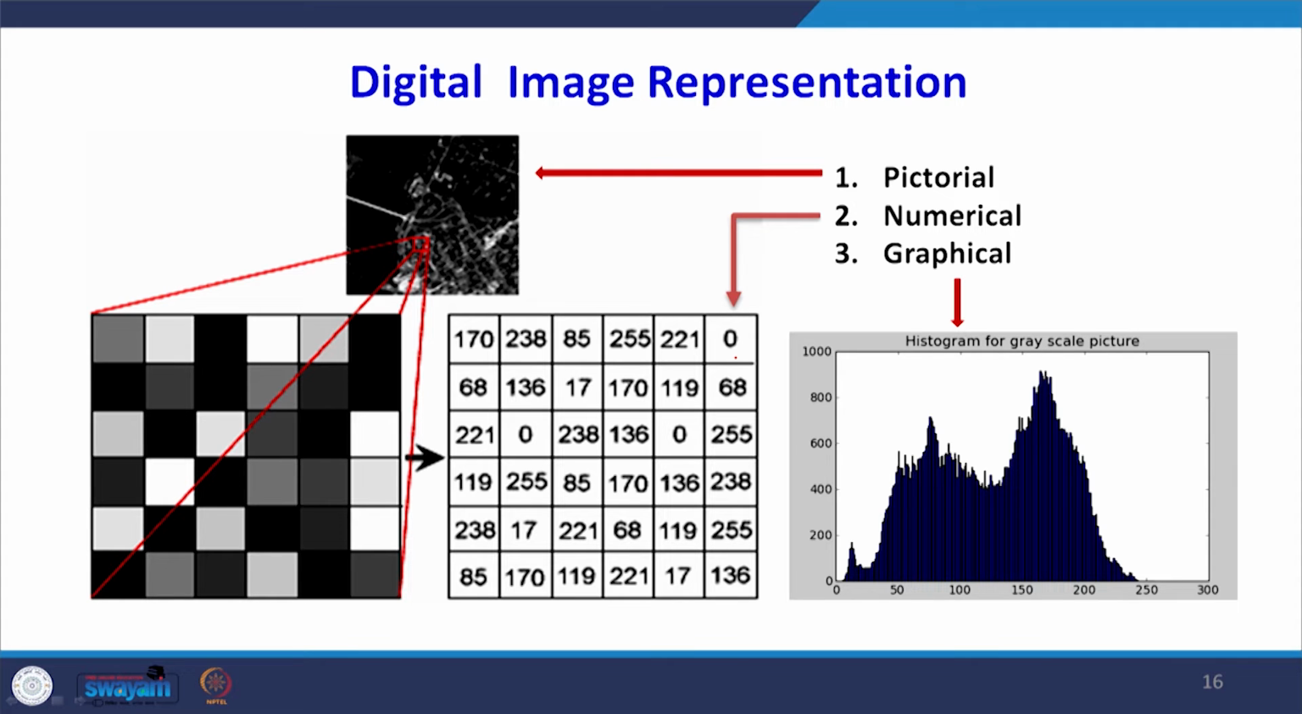Now images can be represented, when we are talking of the digital image, in three different forms which are shown here. One is the pictorial, in the form of the picture or the image on my computer screen.